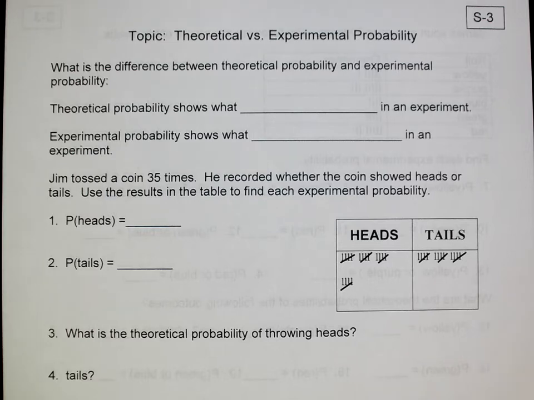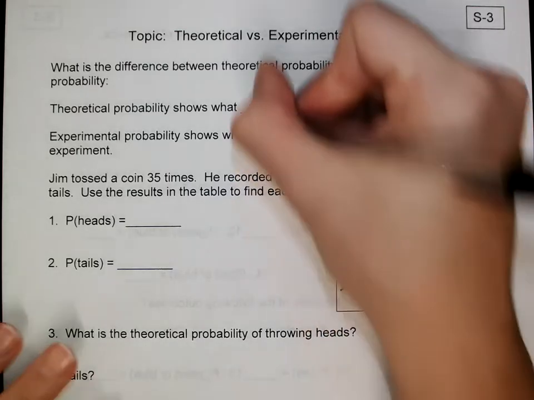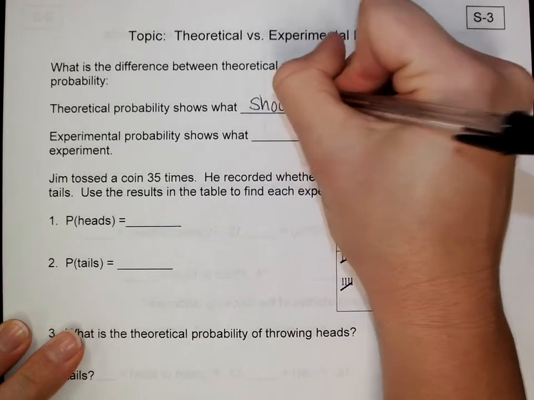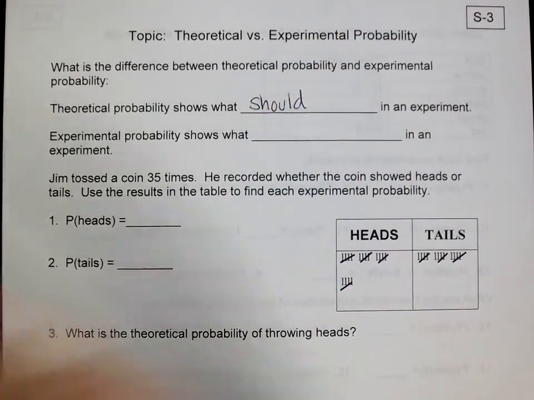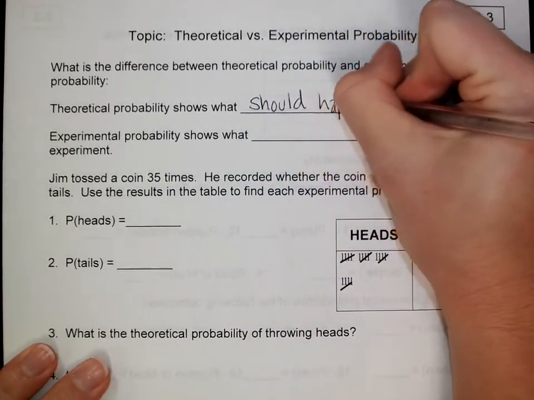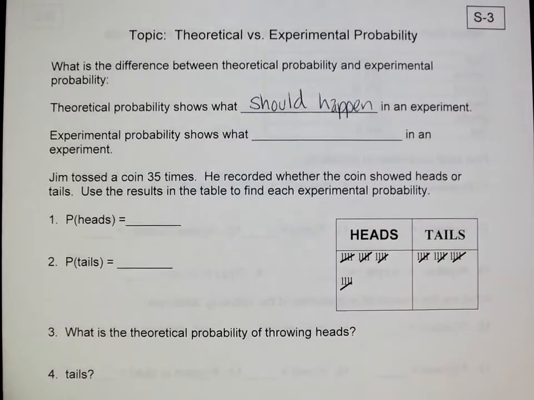The last thing we're going to talk about with probability is the difference between theoretical and experimental probability. Theoretical is what should happen. For example, I'm flipping a coin 2 times. I think I have a 1 out of 2 chance of getting heads.